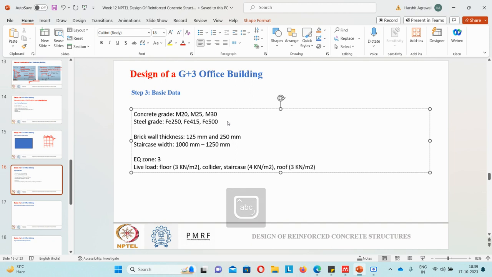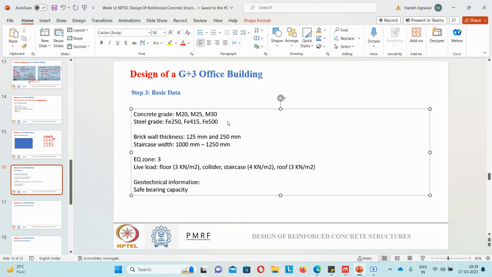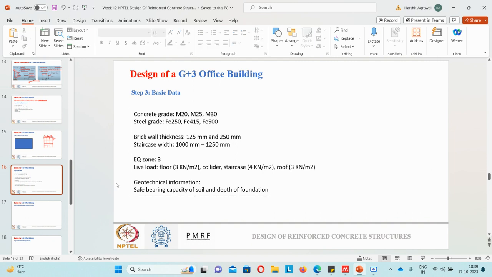So these are again some basic data, the geotechnical information of the subsoil. What all things will come in it, the safe bearing capacity of soil. The geotechnical department provides you the safe bearing capacity of soil, and the depth of foundation that we need to go for. This information again will come into the basic data. So these are different kinds of basic data that we need to collect before we move into the designing part.